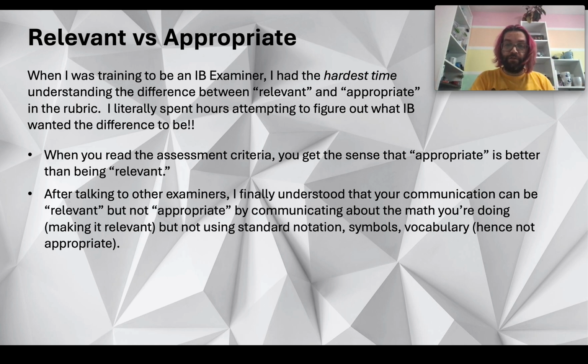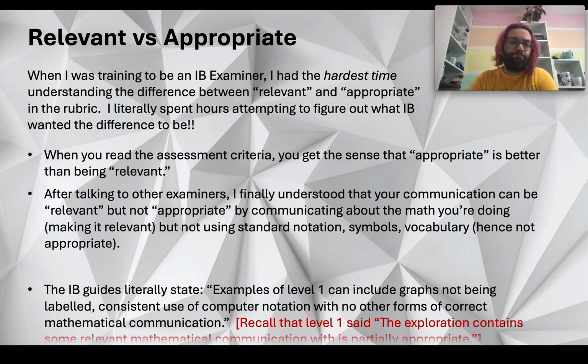After talking to some of the other official IB examiners, I finally started to understand that your communication can be relevant, but not appropriate. And this is not good, by the way. This is what we want to avoid. So your communication can be relevant, but not appropriate, by communicating about the math that you're doing. That makes it relevant, but not using standard notation, standard symbols, standard vocabulary, which would make it not appropriate. So if it's relevant, it means it's about the math that you're trying to do. It's relevant, but not appropriate, meaning that you're not using the right words, the right terms, the right symbols, things like that.